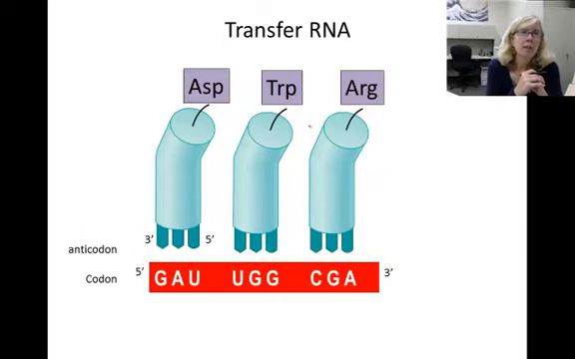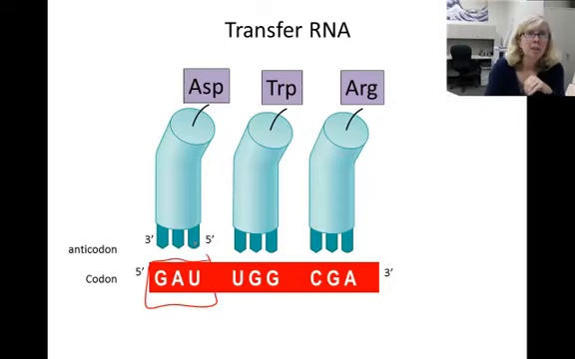The anticodon on the base of a tRNA contains bases that correspond to the codon on the mRNA. If this first codon on the mRNA is GAU, read 5' to 3', then the anticodon would be CUA. Fill in the anticodons for the remaining 2 mRNA codons.